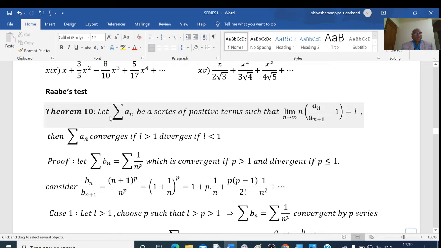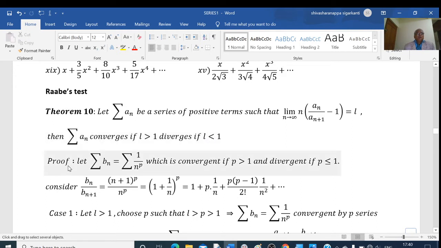In this video, we prove Raabe's test for the convergence of series. The theorem states that let sigma a_n be a series of positive terms such that limit n tends to infinity of n into (a_n / a_(n+1) - 1) is equal to L. Then the series sigma a_n is convergent if L is greater than 1 and is divergent if L is less than 1.